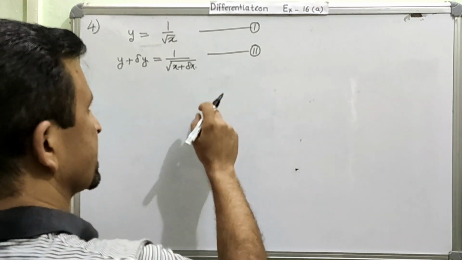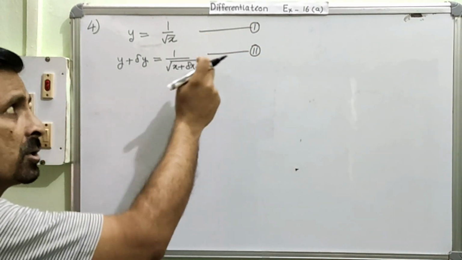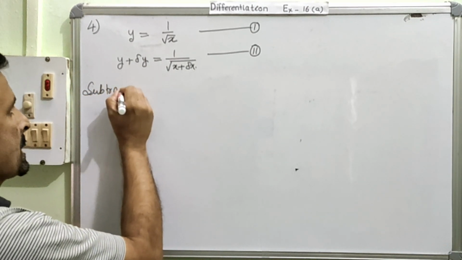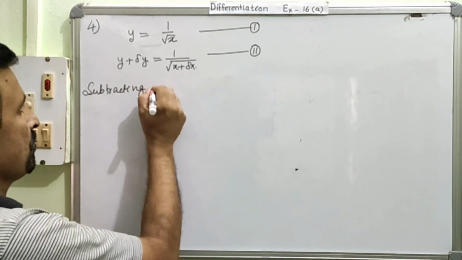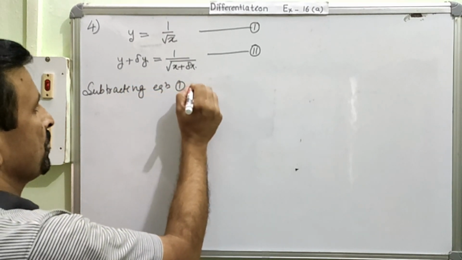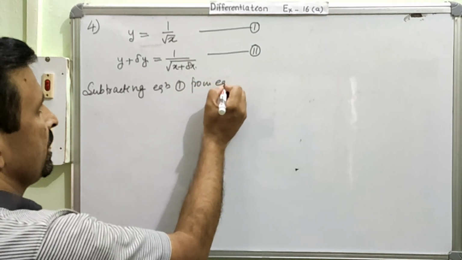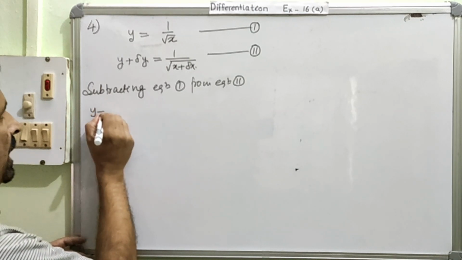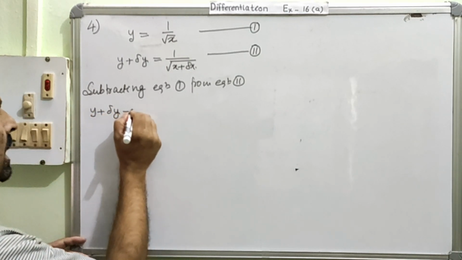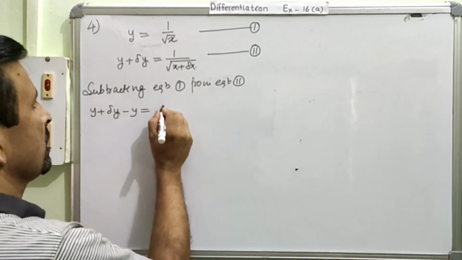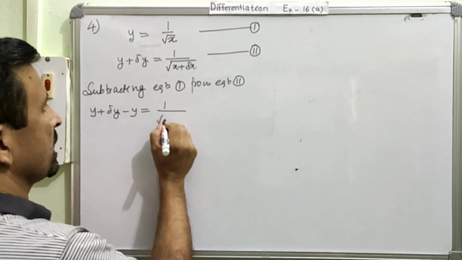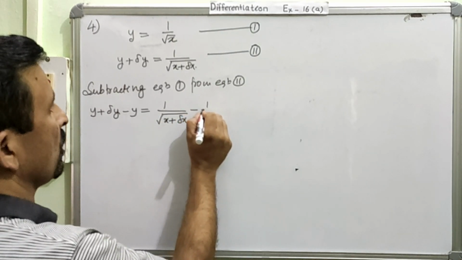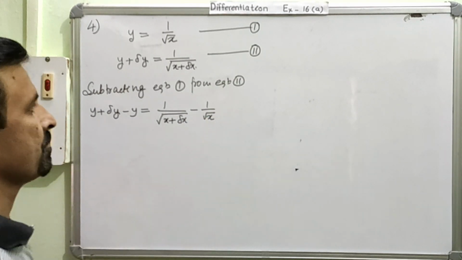Now what do you do after this? You are subtracting equation number 1 from equation number 2. So let us write subtracting equation 1 from equation 2. Okay, now y plus delta y minus y on the right hand side, left side 1 over root over x plus delta x minus 1 over root of x.